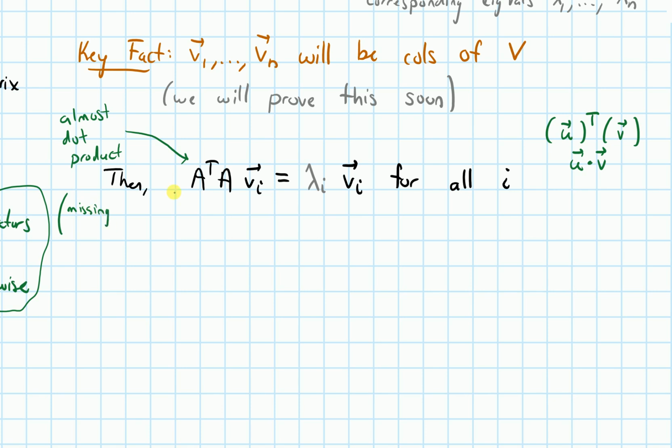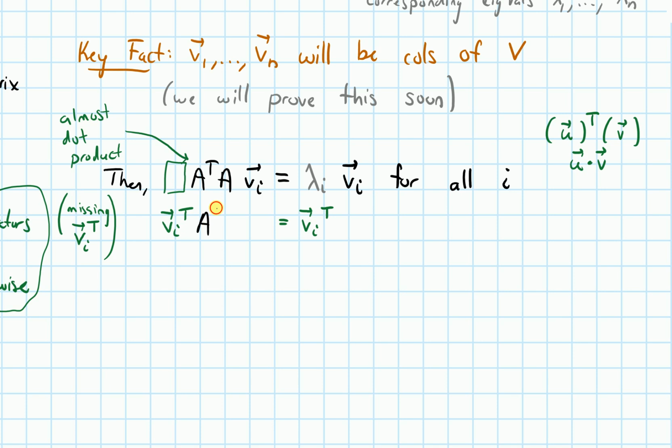It's missing a vector being transposed here. In particular, what I want to include there is V_i transpose. So what I'll do is I'll just multiply both sides by V_i transpose on the left. We've seen this technique before, where we multiply both sides by something like V_i transpose on the left.